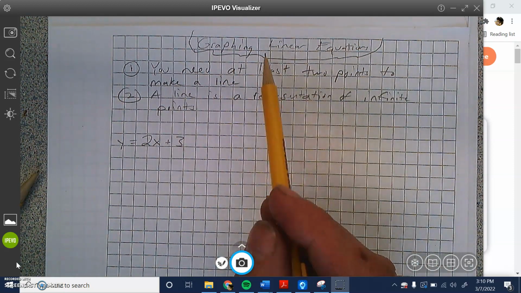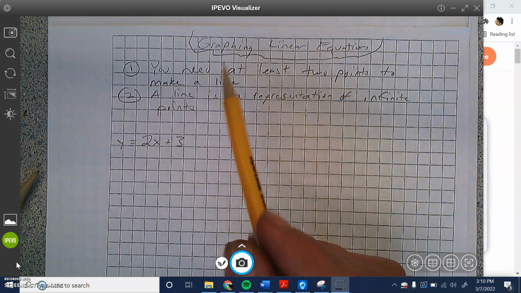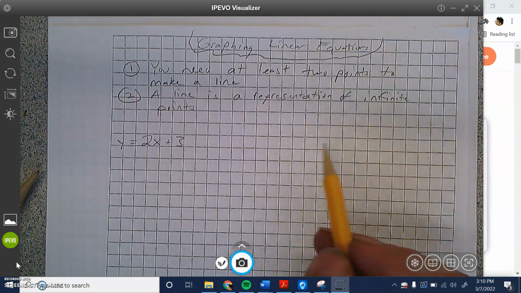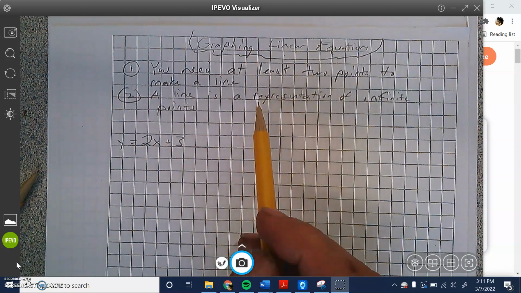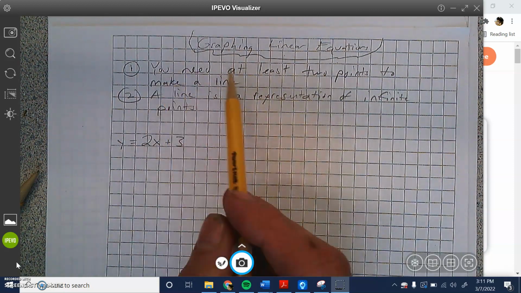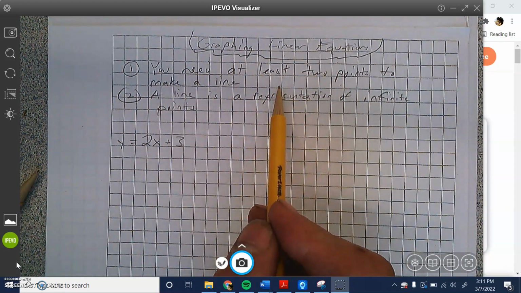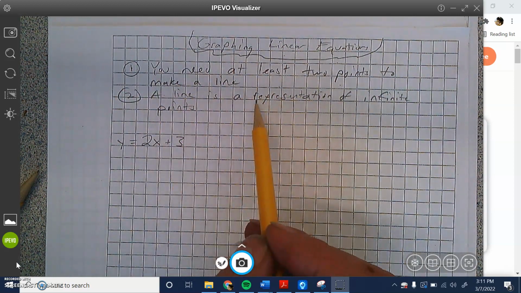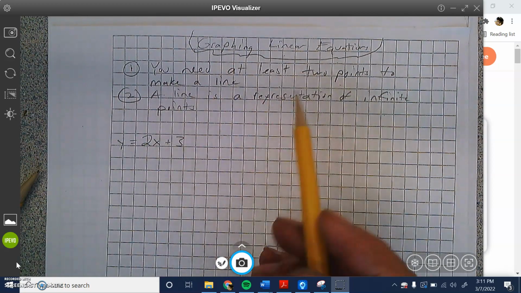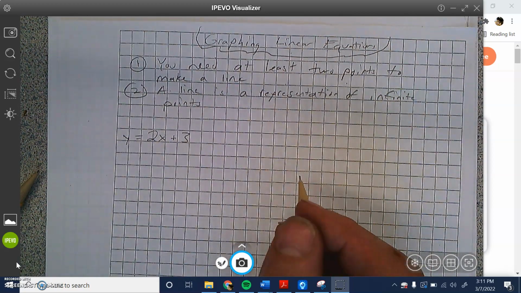Use some graph paper to do this activity because you have to do the graph, because this is graphing linear equations. First thing, you need at least 2 points to make a line. You can't just have 1 point to make a line, you need at least 2. Also, a line is a representation of infinite points. So, let's talk about that.